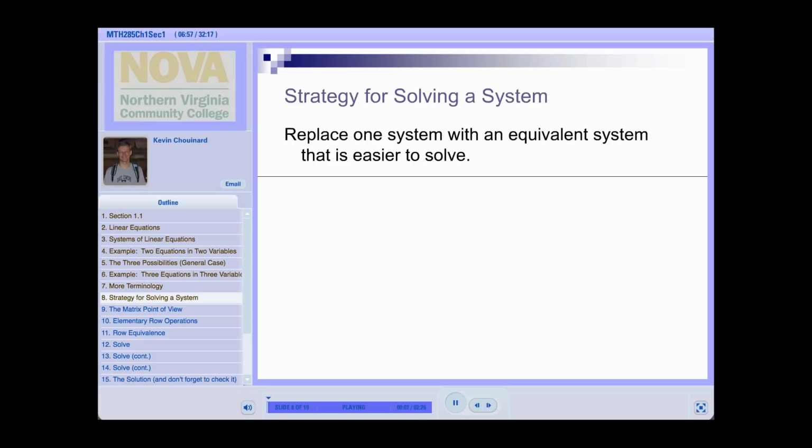So this is best illustrated with an example. Let's take a quick look here at the strategy for solving a system of equations. If we can replace one system with another that makes it easier to solve, then we're working things in the right direction. So imagine that we have a system of equations like this one. x sub 1 minus 2x sub 2 equals negative 1. Negative x sub 1 plus 3x sub 2 equals 3. We'd like to know values for x1 and x2 that make both equations simultaneously true.